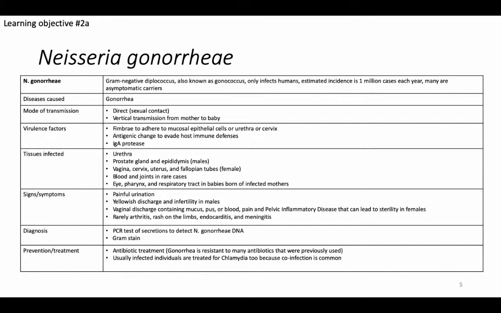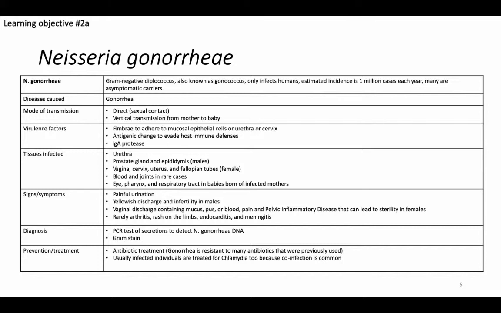The estimated incidence of gonorrhea is 1 million cases per year, and many of these are going to be asymptomatic, which is why testing for gonorrhea is very important to ensure that it's not transmitted unknowingly. The mode of transmission is direct by sexual contact because its portals of entry are going to be the genitals and the anus. It can enter through the eyes and respiratory system in babies, so it needs a mucous membrane to attach to in the host.